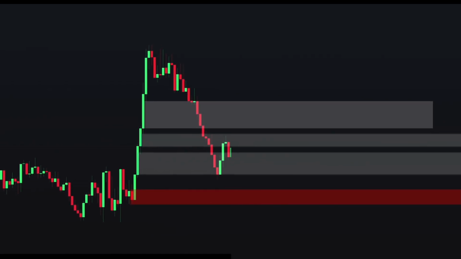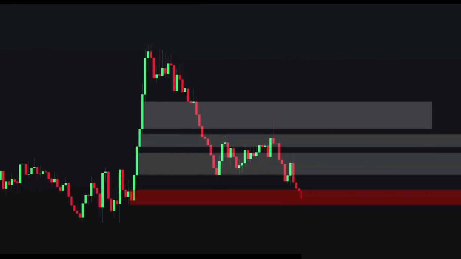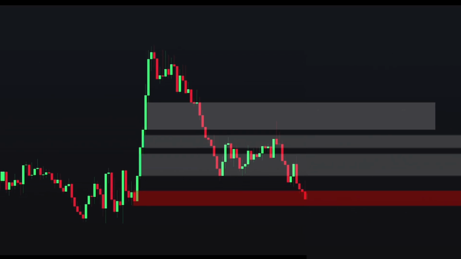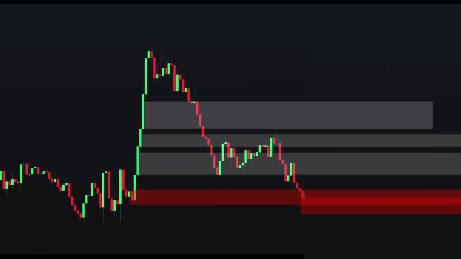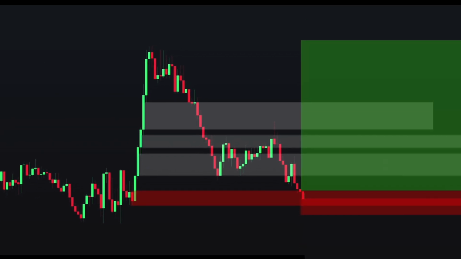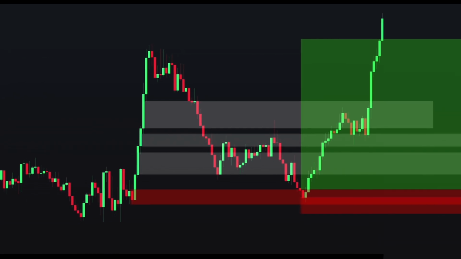No sharp movements, just nice and slow. Once it comes back down to the zone, you'd enter here. You'd set your stop loss below this zone and set your take profit at the high of the move. And just like that, you have a perfect trade.